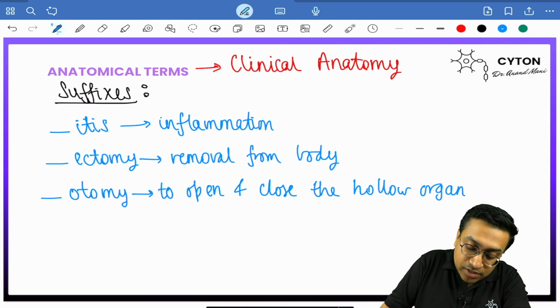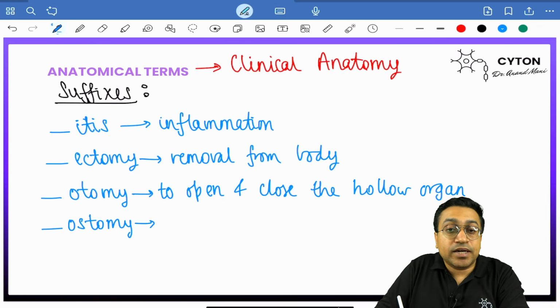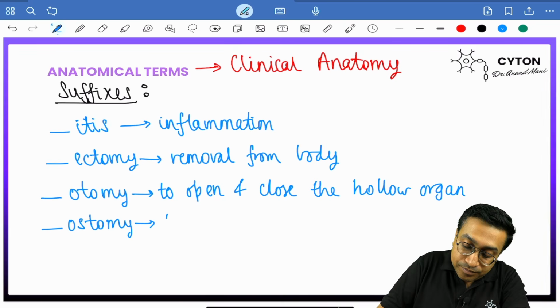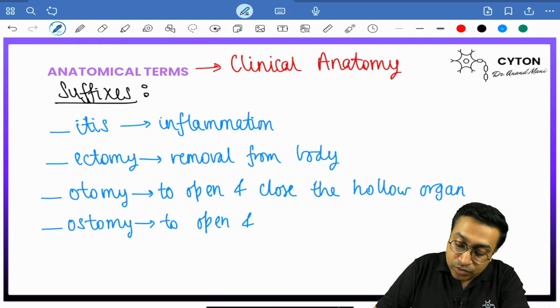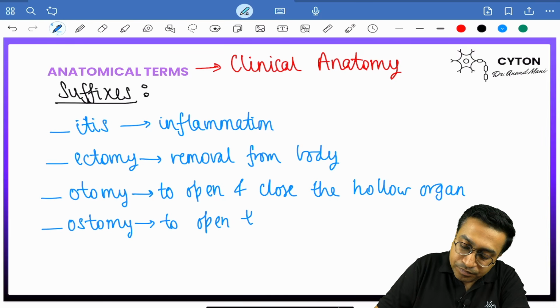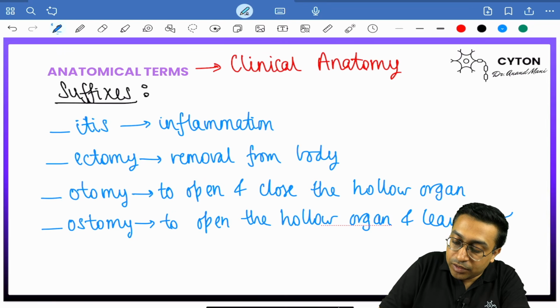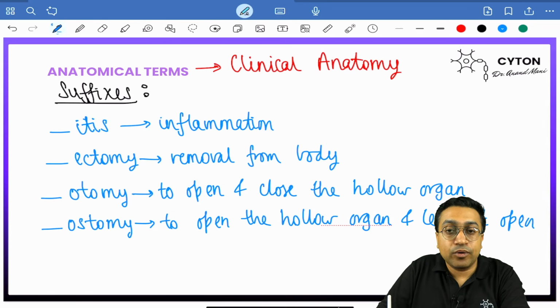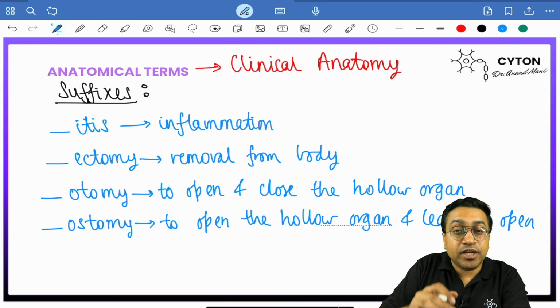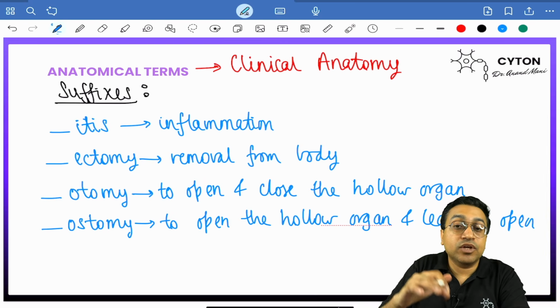Then the word comes here, it reminds me of ostomy. That is to open the hollow organ and leave it open. Classical example, cystostomy, creating an opening in the urinary bladder when the patient is not able to pass urine. Colostomy, creating an opening in the colon. Tracheostomy, creating an opening in the trachea.